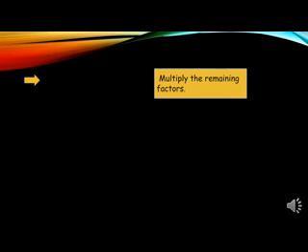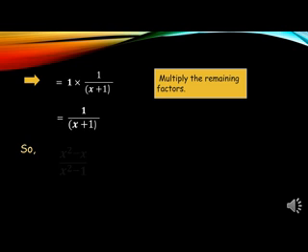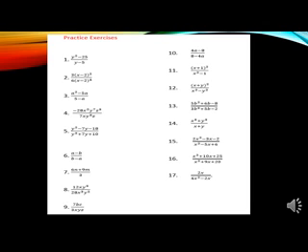Last step is multiply the remaining factors. So multiplying 1 times 1 over x plus 1 is just equal to 1 over x plus 1. So the simplified form of x squared minus x all over x squared minus 1 is just equal to 1 over x plus 1. So that would be all for simplifying rational expressions. And for you to master more on simplifying rational expressions, here are some practice exercises for you to answer.